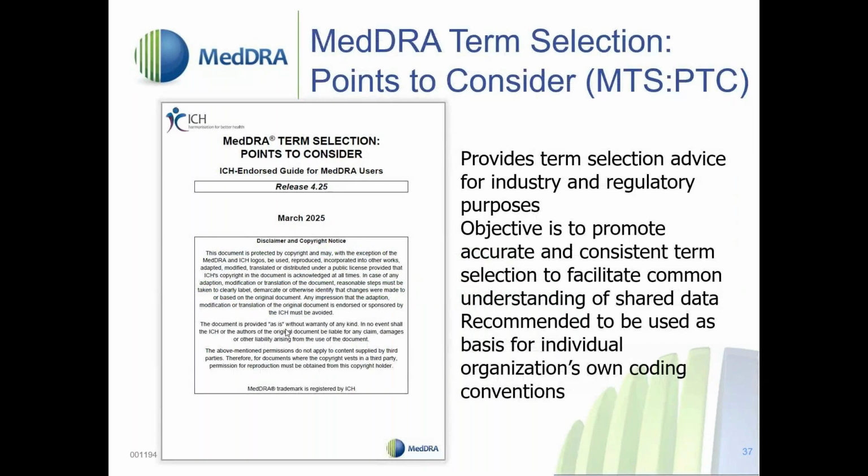Here's a snapshot of the front cover of the full PTC document. It is the latest version, released on March 1st this year, and provides term selection advice for industry and regulatory purposes. Of course, again, with the objective to promote accurate and consistent term selection to support common understanding of shared data so that we all speak with one language. And of course, it's recommended to be used as the basis for individual organizations' own coding conventions.